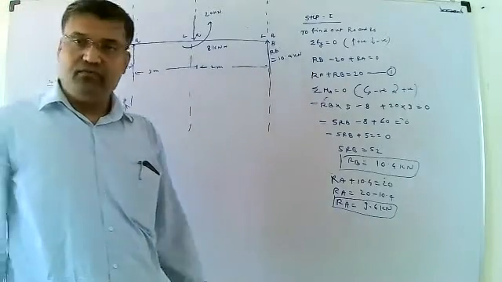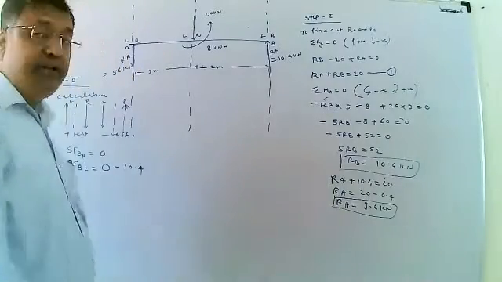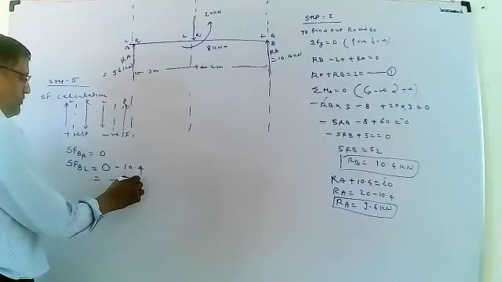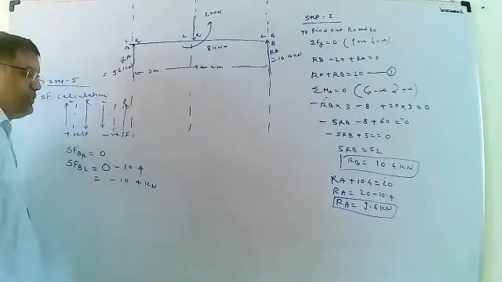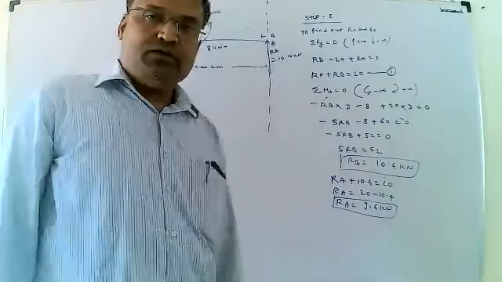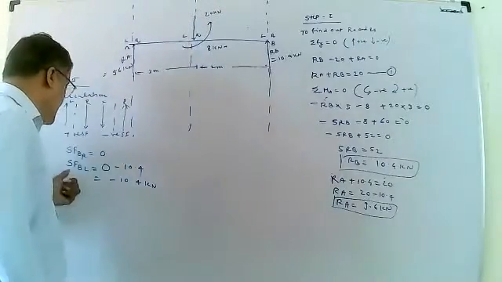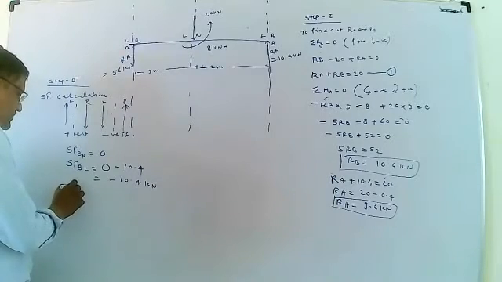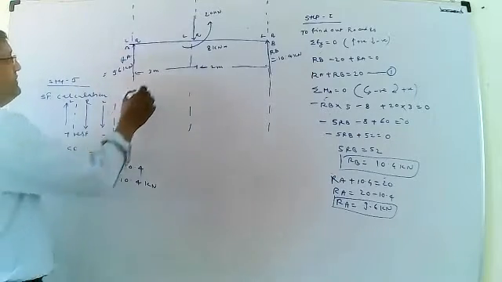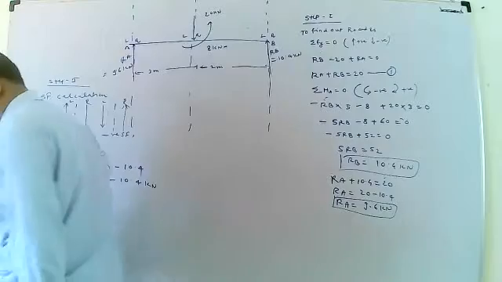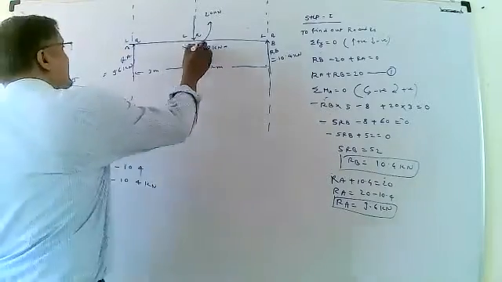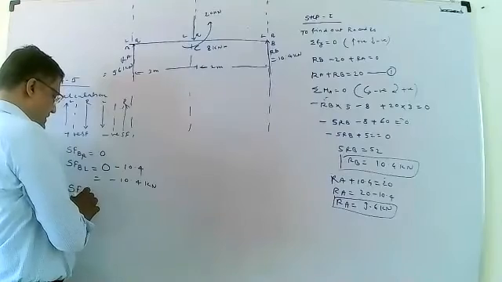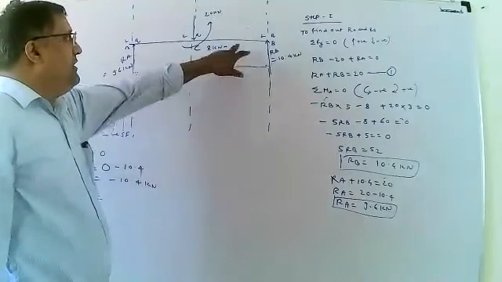The value of RB, that force is given, 10 is already calculated, minus 10.4 kilonewton. Okay. Once we find out the values of shear force at the point P on left side, then the shear force at the next point, this point is given, your C point, shear force at the point C, right side.